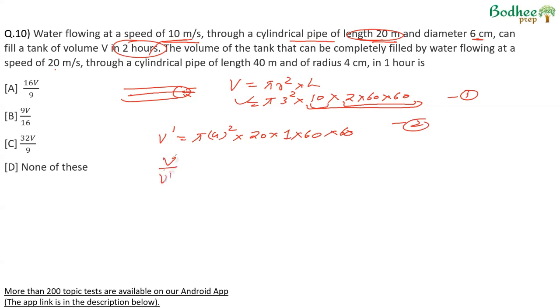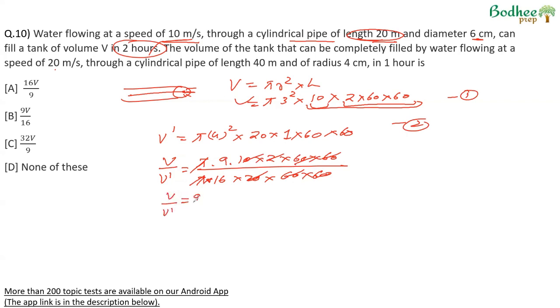So V upon V dash, V is the variable given in the question, V dash is the value that we find out. Pi into 9 into 10 into 2 into 60 into 60, upon pi into 16 into 20 into 1 into 60 into 60. 60, 60, 60, 60 cancel, 10 to the 20, pi and pi cancel. And therefore V upon V dash is equal to 9 by 16, which means V dash is equal to 16V by 9. What is the volume that can be filled with the new given parameters? 16V by 9, or option A becomes the answer.